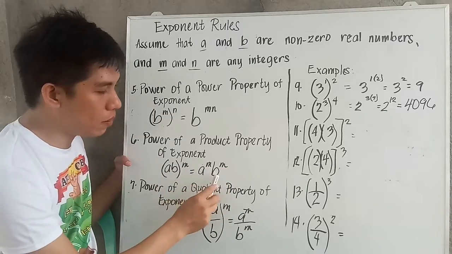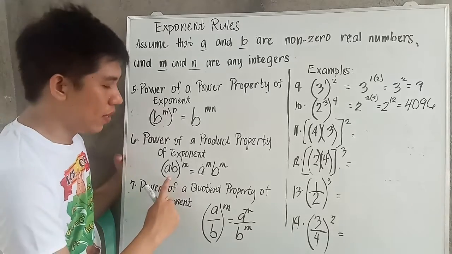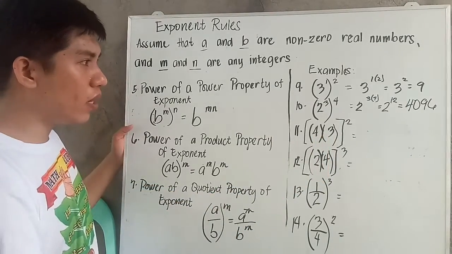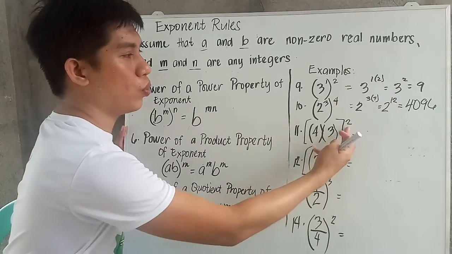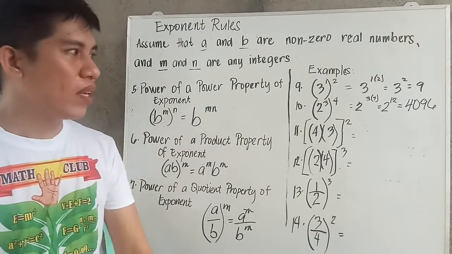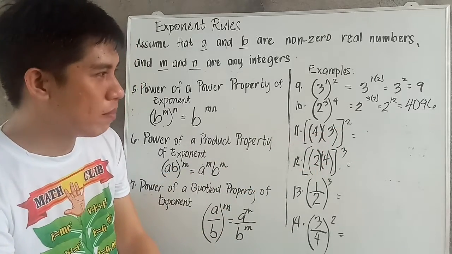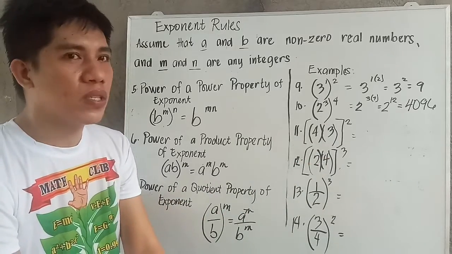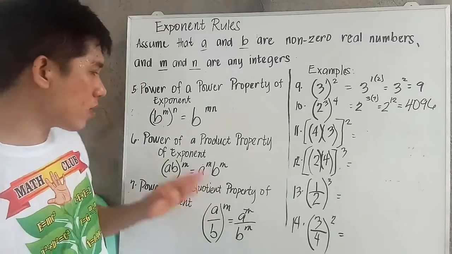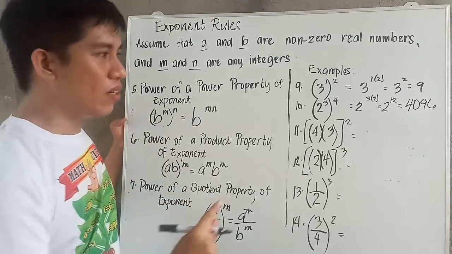So considering that a and b are factors of this number. So for example, here, the value of our a is 4, the value of our b is 3. Then they are raised to 2. Their exponent would be 2. So usually our answer here is 4 times 3, that would be 12, right? By PEMDAS, raised to the power of 2. So 4 times 3, that is equal to 12, then raised to the power of 2, that is equal to 144. But in this case, using this property, we will distribute the exponent on each base.